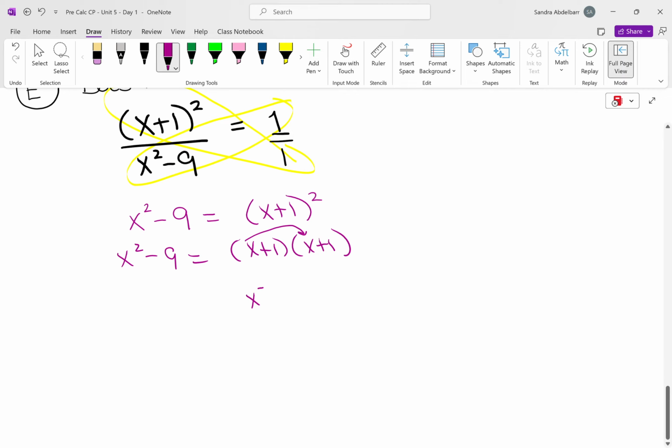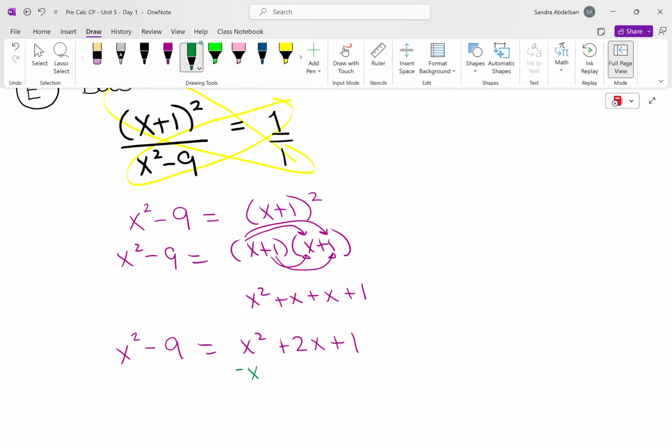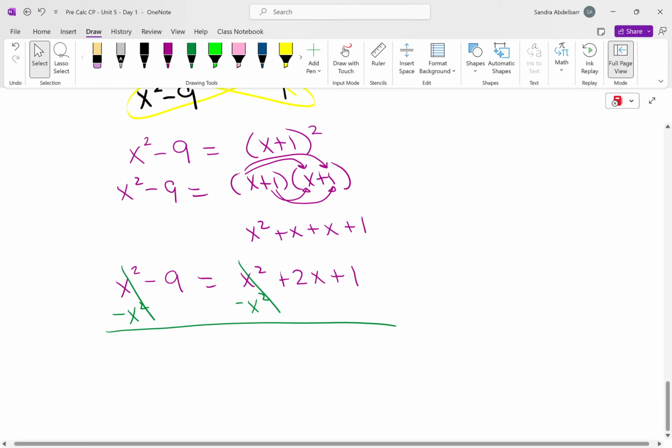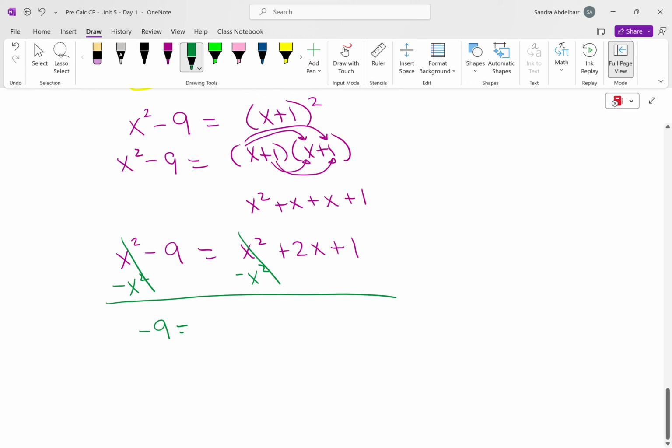So this would be x plus 1 times another x plus 1. So we're going to say x times x is x squared, x times 1 is x, 1 times x is x, 1 times 1 is 1. So now we're going to have x squared minus 9 equals x squared plus 2x plus 1. I'm going to try to get everything to one side. What's really nice here, what happens when I subtract the x squared? They cancel. So now I'm going to have negative 9 is equal to 2x plus 1.